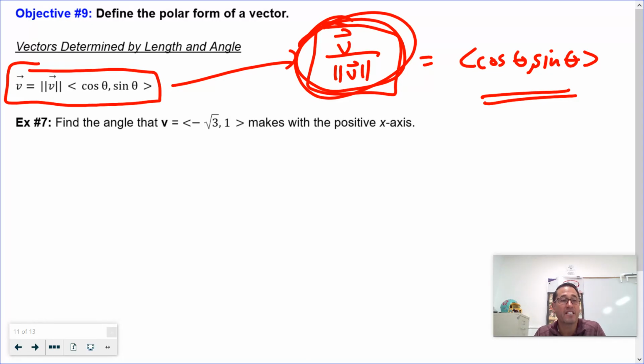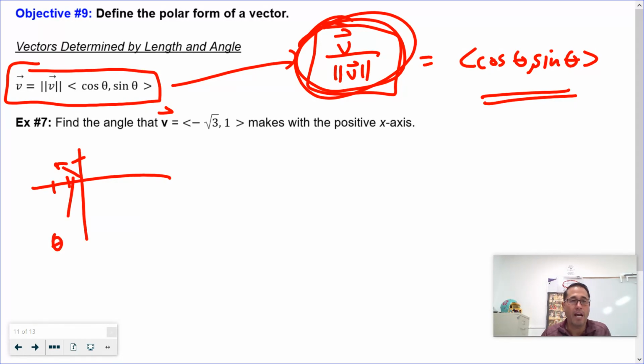Okay, example 7 says to find the angle that our vector v makes. Our vector v is negative radical 3 comma 1, and I want to know what angle it is between that vector and the positive x-axis. So if I kind of wanted to draw it out, negative radical 3, that'd be a little bit more than 1, like 1.7, up 1. So you have your vector right there. And I am trying to find that angle right there. Boom. That looks like it's in the second quadrant.